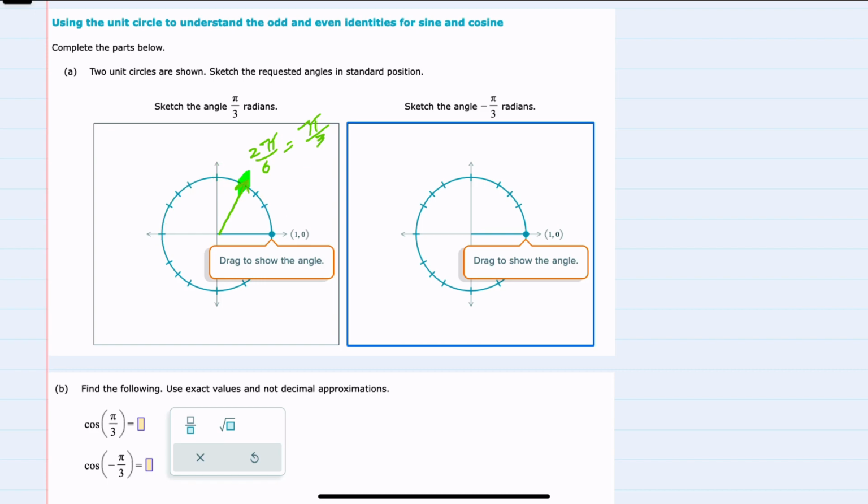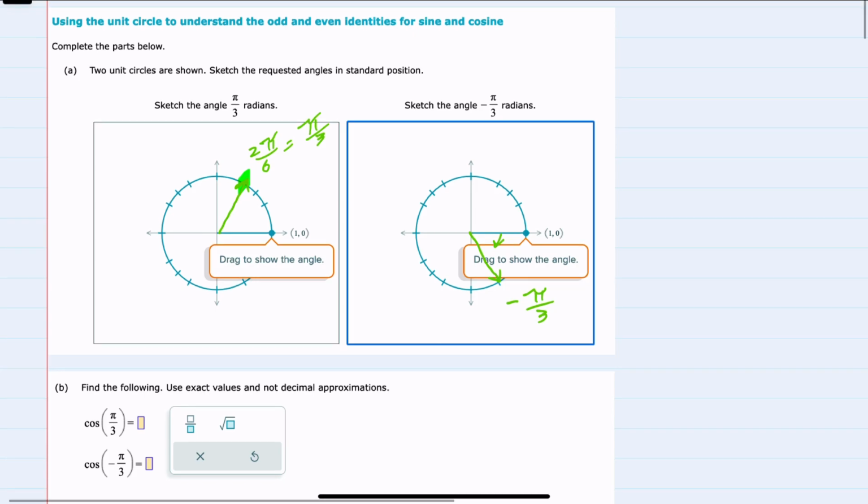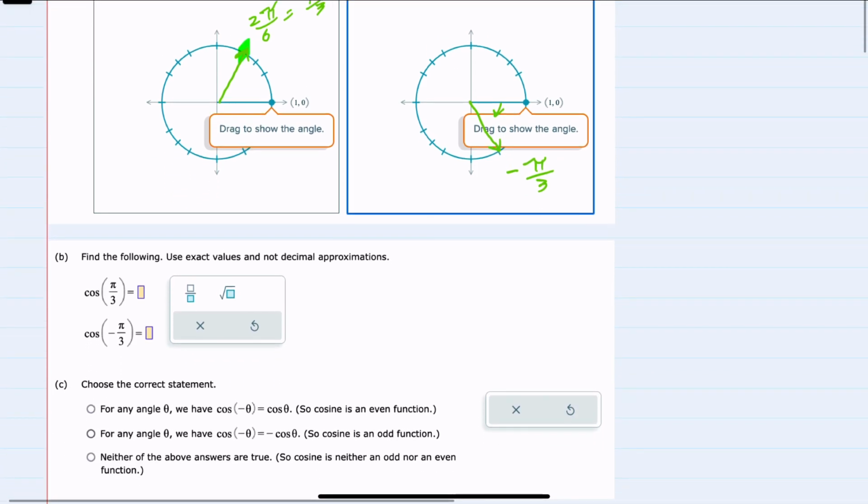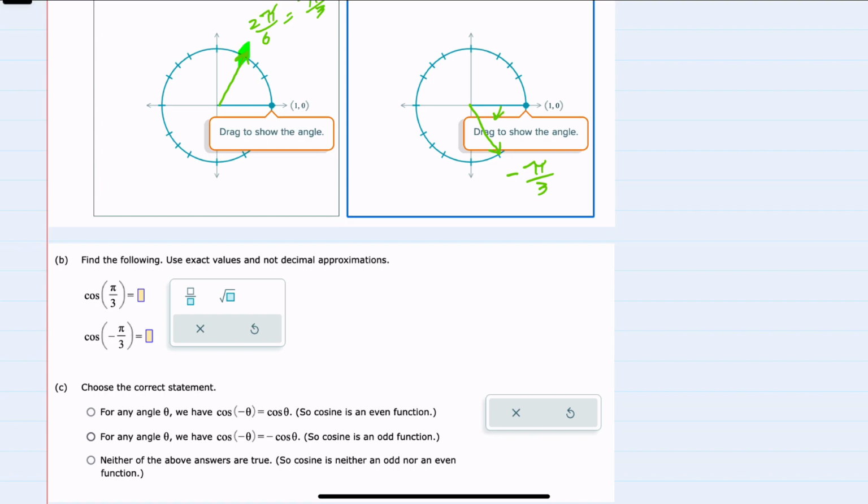The second example, negative pi thirds, is just going in the opposite direction, so swinging down. This would be our negative pi thirds. And now that we've sketched pi thirds and negative pi thirds on the unit circle, we can move down to our questions here. Part B has us giving the exact values, first for the cosine of pi thirds and then the cosine of negative pi thirds.